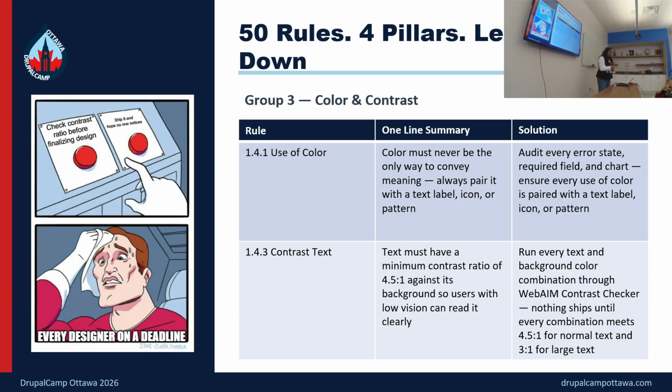Moving on to the next one, that is color contrast 1.4.3, that is contrast text, the one that we saw in the introduction slide. Text must have a minimum contrast ratio of 4.5:1 against its background, so the user with low vision can see or read the content clearly. Simple solution: run every text and background color combination through any tool that is available online. We have WAVE, color contrast checker, and make sure that these ratios are matched.